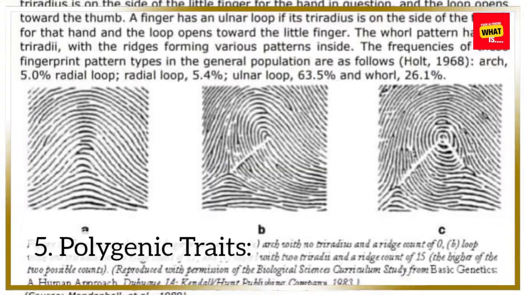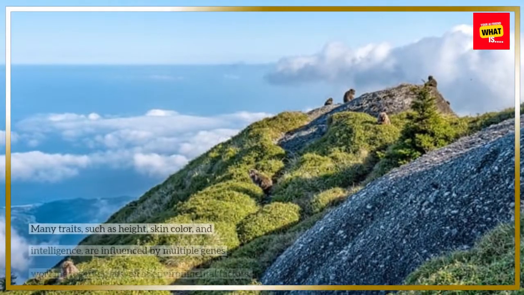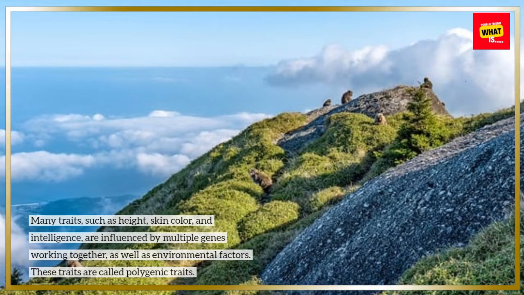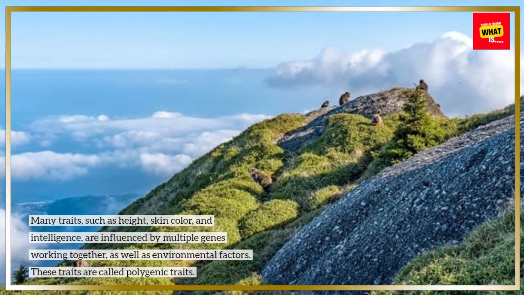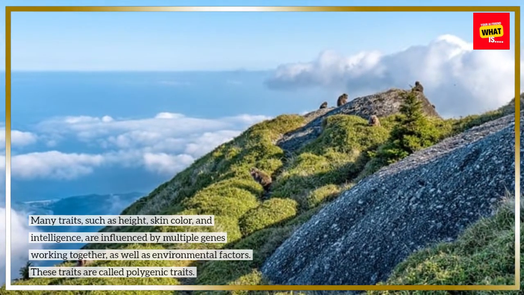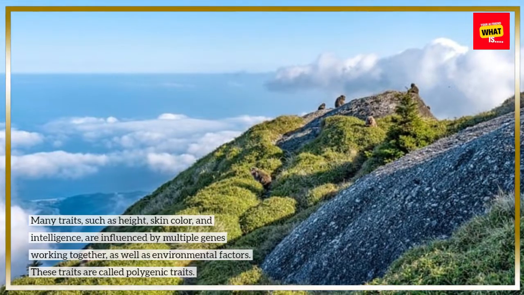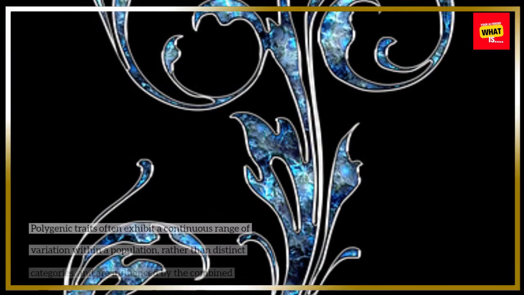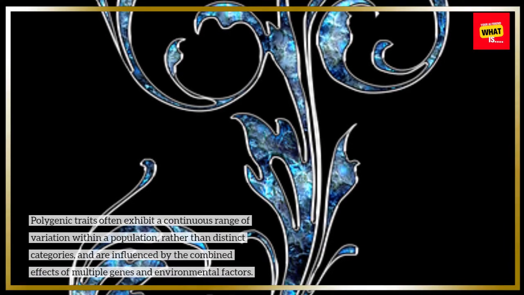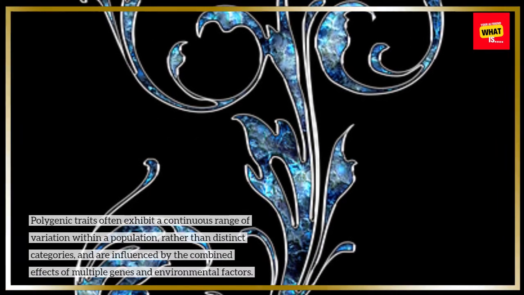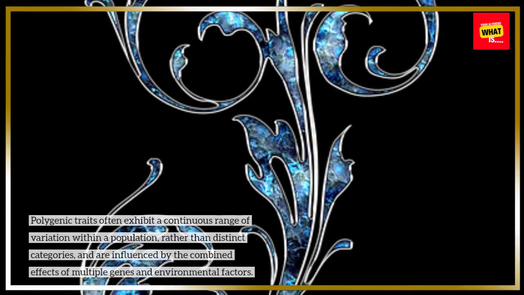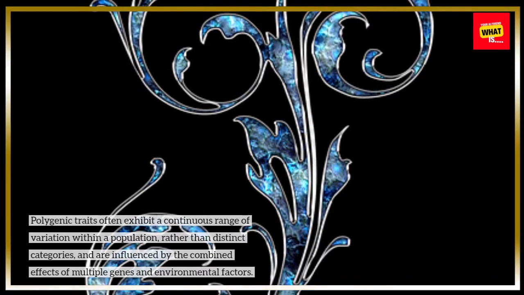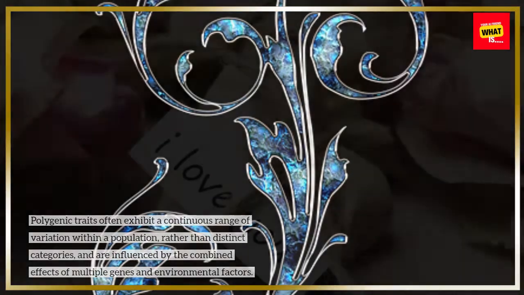5. Polygenic traits. Many traits, such as height, skin color, and intelligence, are influenced by multiple genes working together, as well as environmental factors. These traits are called polygenic traits. Polygenic traits often exhibit a continuous range of variation within a population rather than distinct categories, and are influenced by the combined effects of multiple genes and environmental factors.